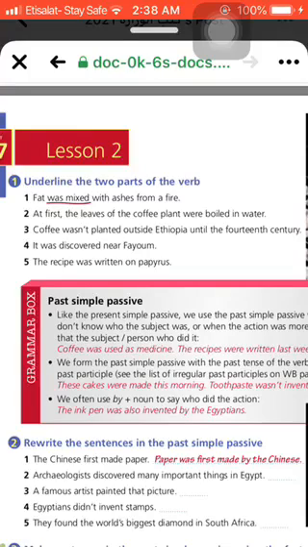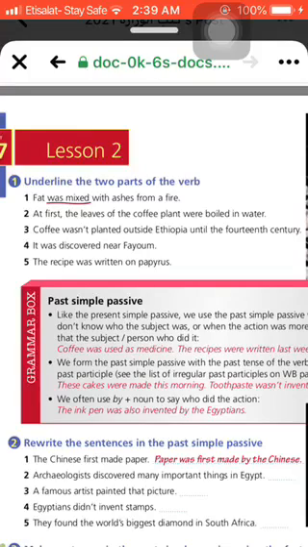According to number 2, here we are going to underline too. At first, the leaves of the coffee plant were boiled in water. We can find here that the first part of the verb is were, and the second part of the verb is boiled. Number 3: Coffee wasn't planted outside Ethiopia until the 14th century. We are going to underline the first part of the verb, which is wasn't, and the second part, which is planted.